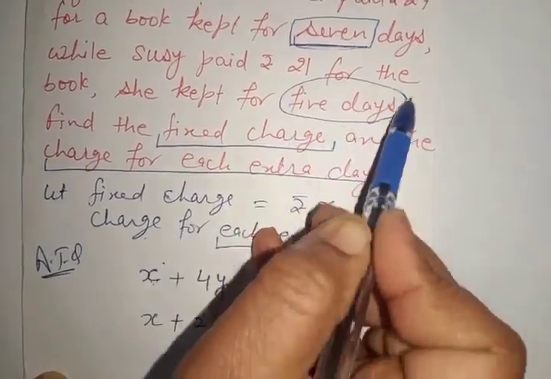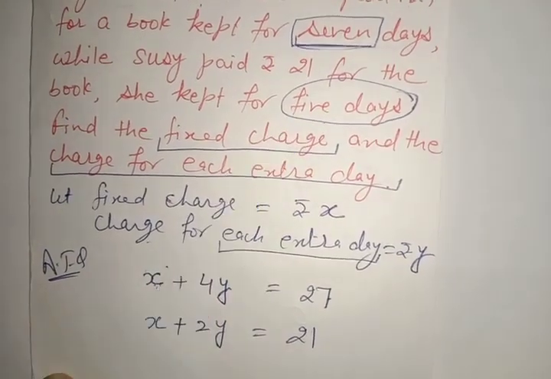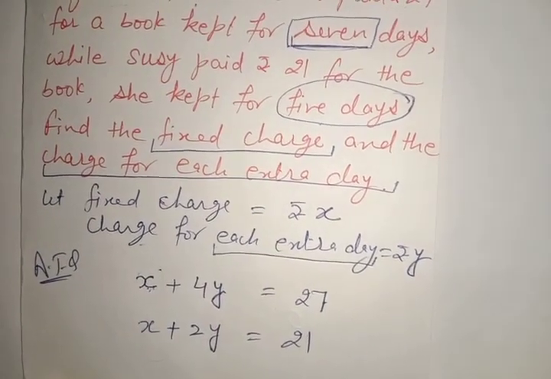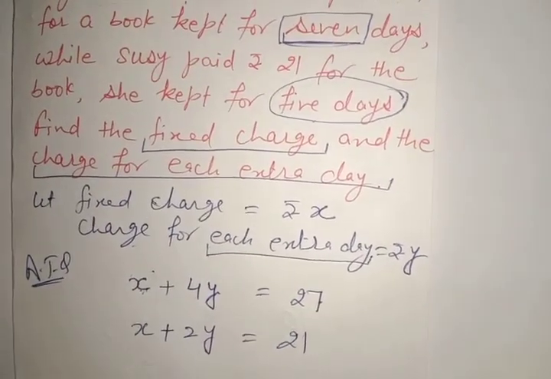5 days. She has paid for 3 days already. So how many extra days are left? 2. So x plus 2y is equal to 21. Again you can solve it very easily, because the coefficient of x here is 1, by the elimination method.